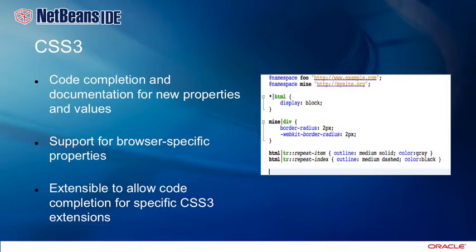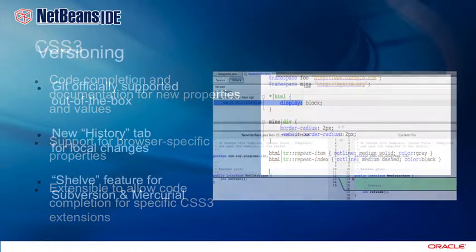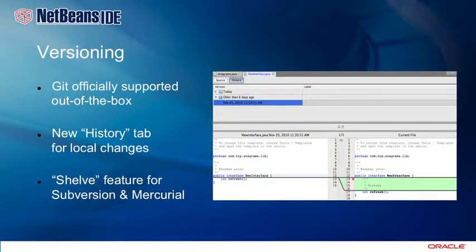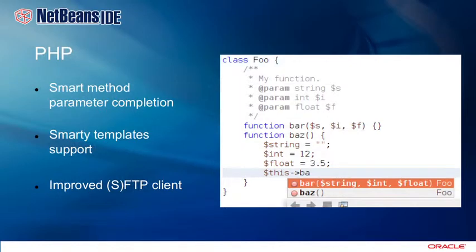The NetBeans CSS editor now includes several new enhancements for CSS3, including new syntax support, code completion, and code navigation. In addition to support for Git now being bundled with the IDE, the new Local History tab in all editor documents lets you easily switch between the source code and the changes made to individual files. The NetBeans PHP editor, lightweight yet powerful, now has even smarter code completion, more templates, and improved FTP client support.